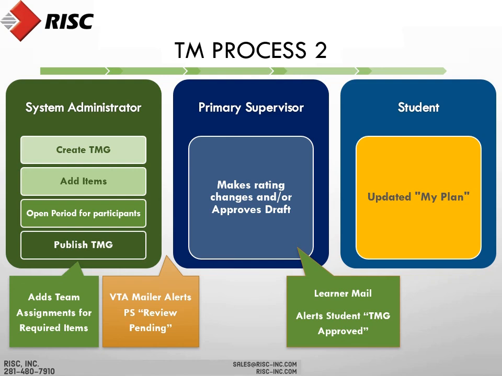Overnight, primary supervisors are notified that a TMG review and approval are pending. In Learner, they will make changes to the draft values and submit their approval. Learner immediately notifies the student that the approval was submitted and their My Plan is updated.